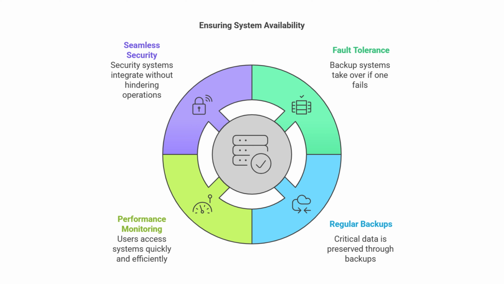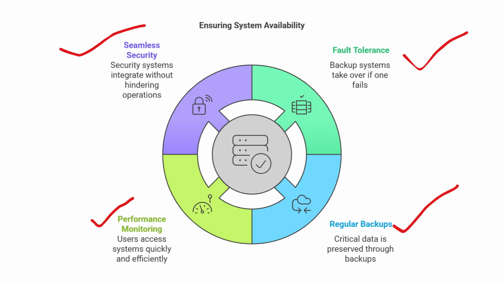To ensure availability, we use fault tolerance and redundancy, having backup systems in place so that if one system fails, another one takes over. Regular backups and redundant disk systems ensure that critical data is never lost, even in case of hardware failure. Acceptable logging and performance monitoring, making sure users can access systems quickly and efficiently, without unnecessary delays. Reliable and interoperable security mechanisms. Security systems shouldn't slow down operations; they should work seamlessly with existing infrastructure.